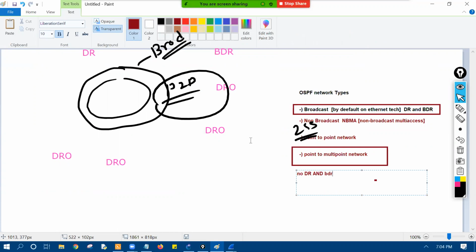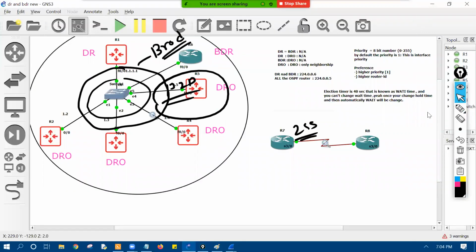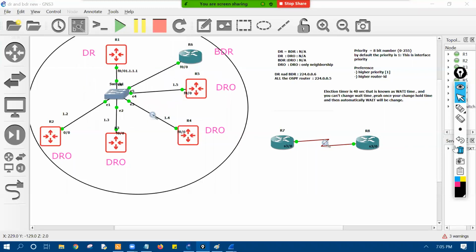Excuse me, sir. Yes, ask. Sir, one doubt about this wait timer, sir. Okay, wait timer doubt. Wait timer is the election timer. Here we have 6 routers, sir. In real time, if we have 100 routers, how can we configure all of that within 40 seconds? In a single broadcast domain, you have 100 routers? Oh, okay. Got it.